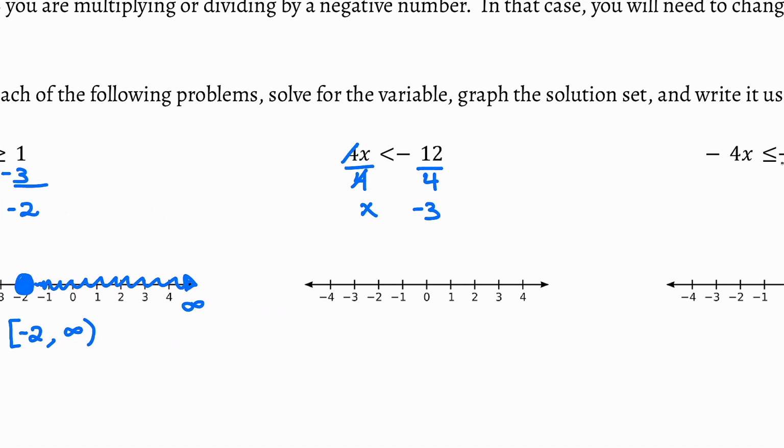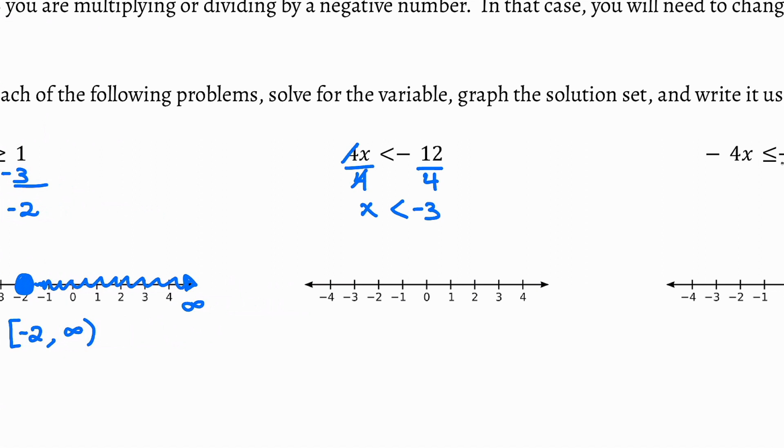So in this case, the direction of the symbol does not change. We leave it alone. I know some of us are going to look at that negative 12 and say, but that's negative. That's okay. As long as we're not multiplying or dividing by a negative. In this case, I'm dividing by a positive 4. That symbol stays the same. So we're going to leave it as x is less than negative 3.